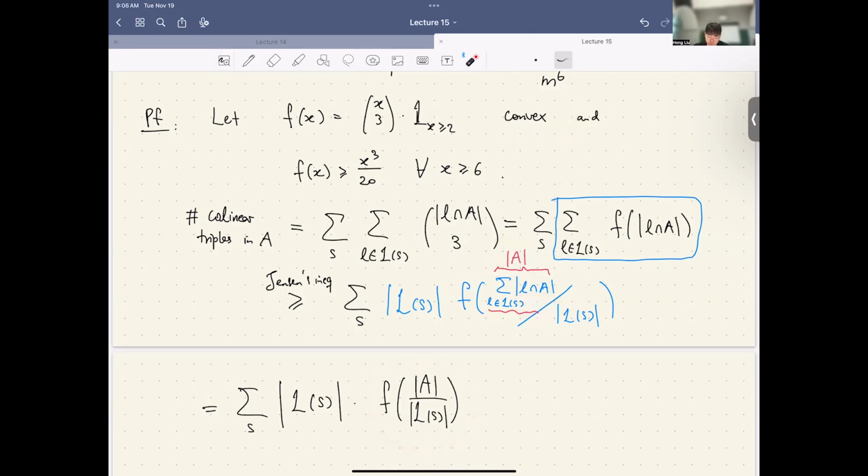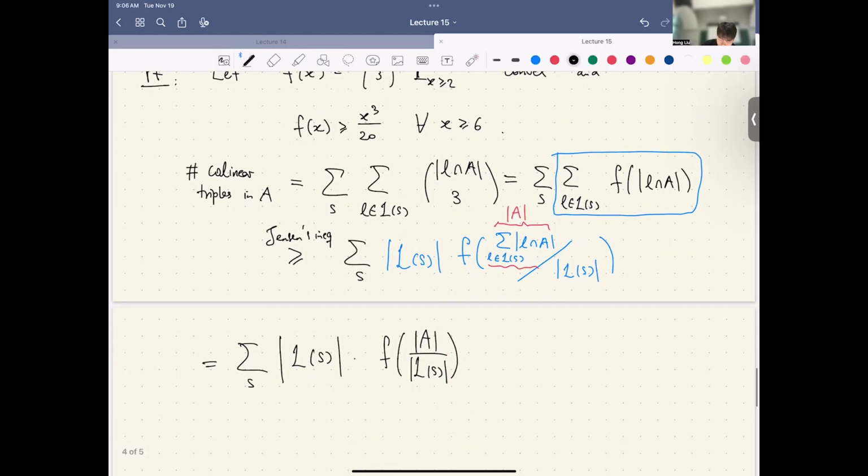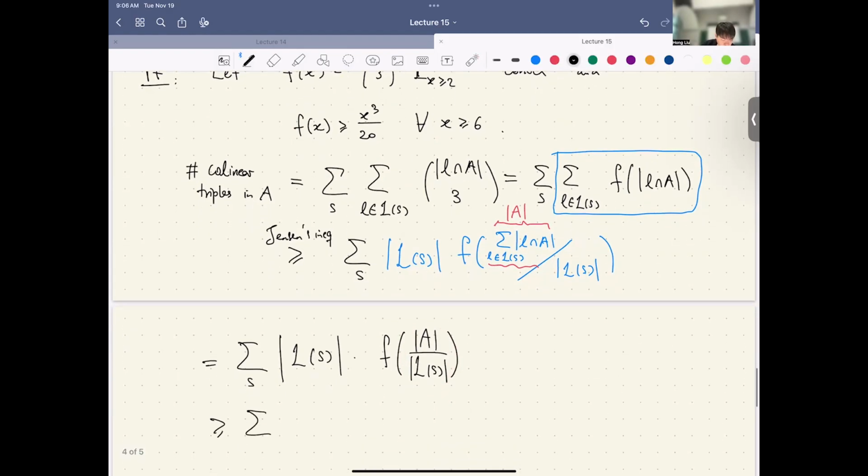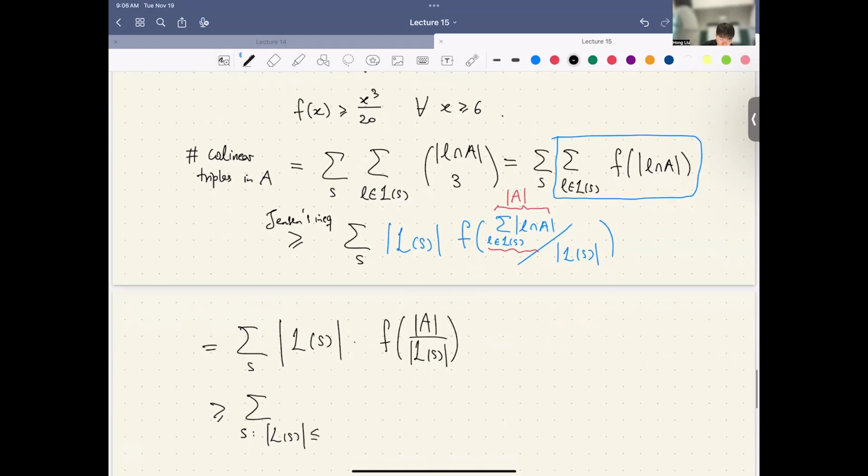And we know this f(x) is at least x cubed over 20 when x is at least 6. So we only need to consider those where this is at least 6 to lower bound it. So this is at least the sum over all directions where this thing is at least 6, which means the number of lines in direction S is at most A over 6.